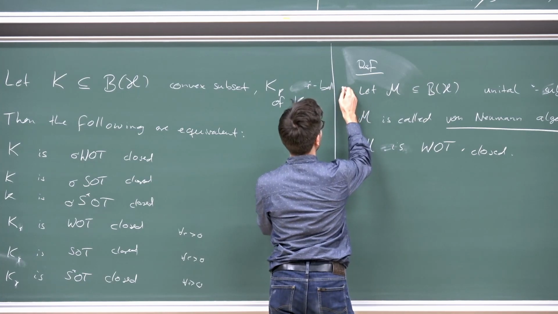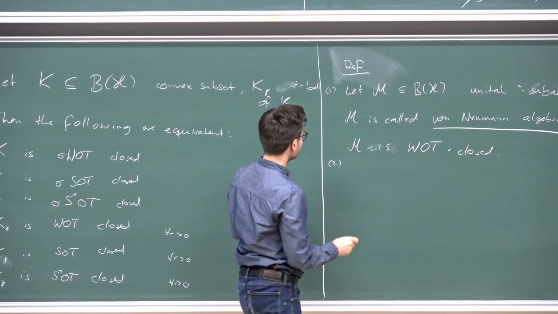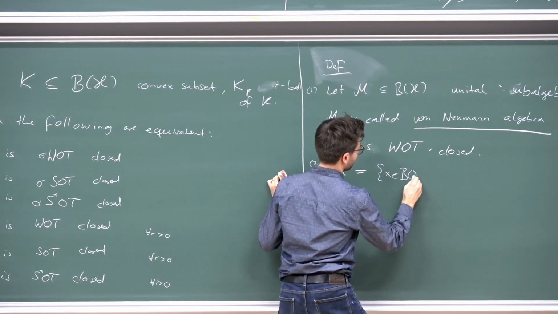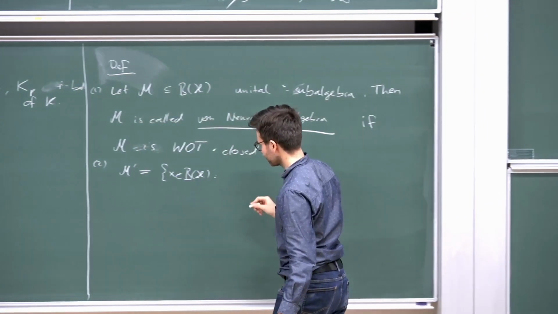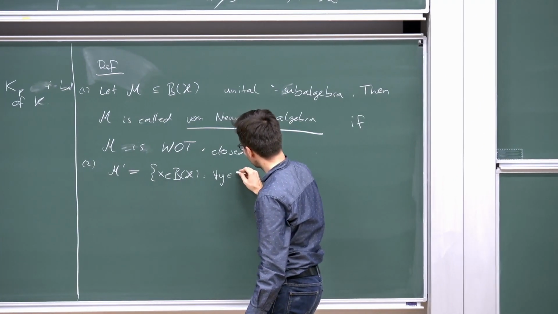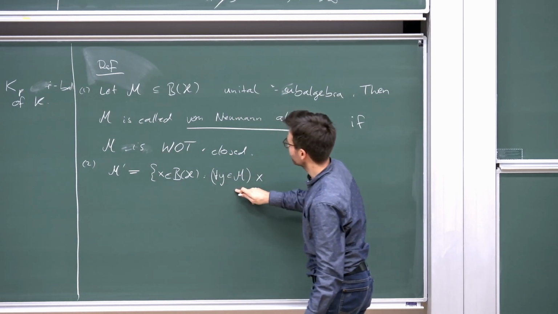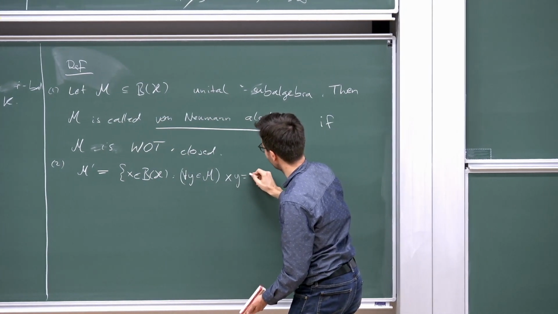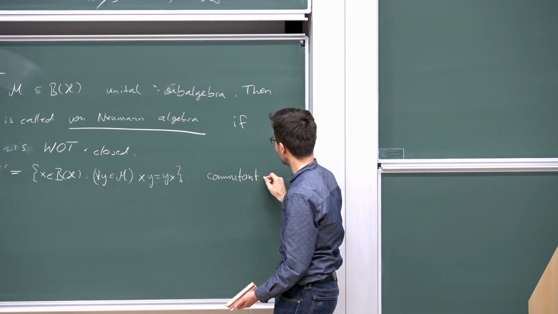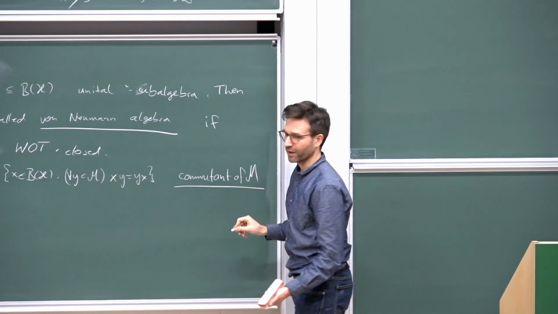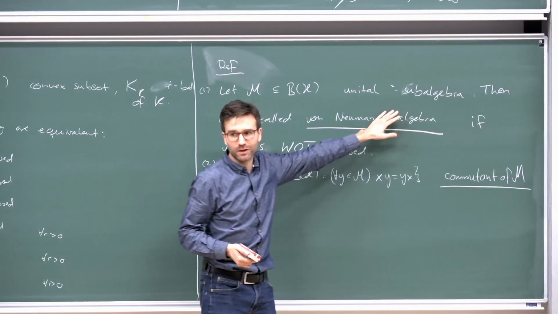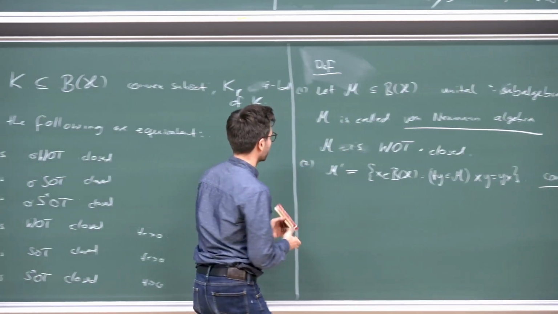Then another definition, or maybe that's part 2. M prime should be all elements in B of H which commute with all the elements in M, so xy equals yx. We call that the commutant of M. So M prime is the commutant of M. That works for any unital star subalgebra. I can construct the commutant this way.